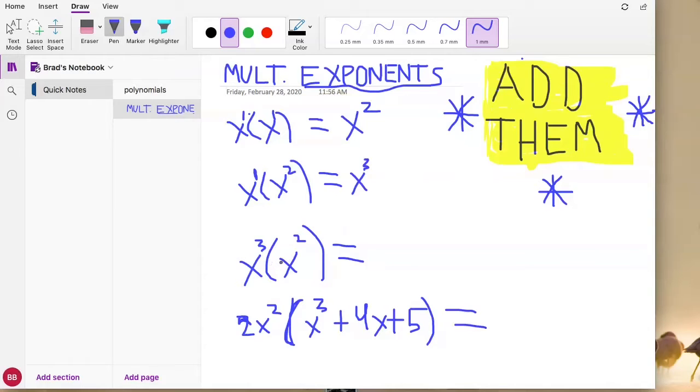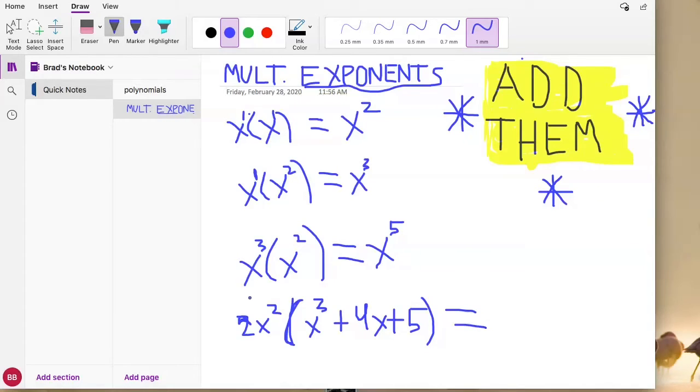x to the third times x squared. Again, we're just going to add up the 3 and the 2, that's 5. We get x to the fifth. So you're going to see multiplying exponents together like this, and the key is just remembering that you add them, you don't multiply them. Some people think you multiply them and they think the answer is x to the sixth, which will definitely be an option on most tests. You want to make sure you go with x to the fifth because we add them when we're multiplying exponents. Okay, and then we got one a little bit tougher here at the end.